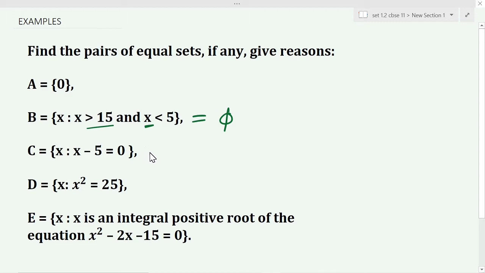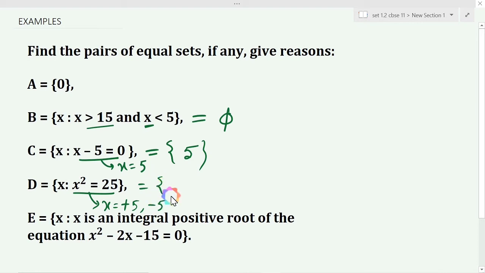Now set C. There is an equation, x minus 5 equals 0. So the value from this equation is x equals 5. So C contains only one element, that is 5. Now the equation contained in D is x squared equals 5. So the values of x are plus 5 and minus 5. So the elements of D are 5 and minus 5.